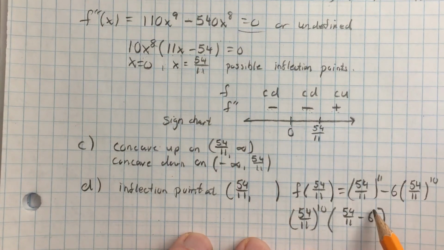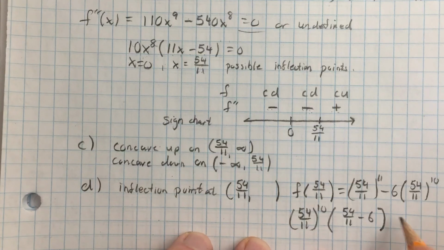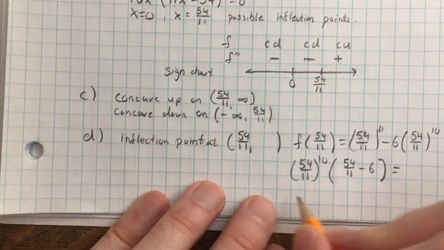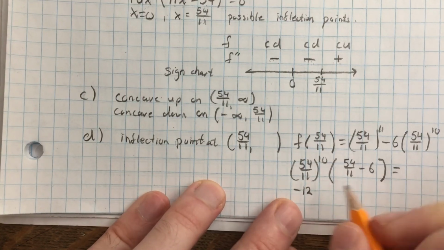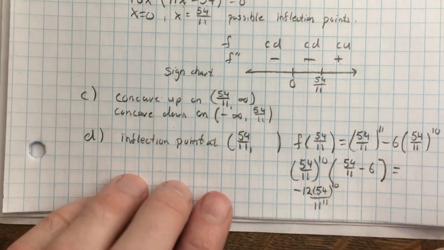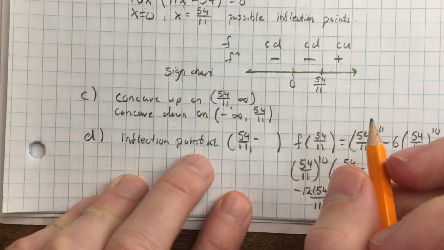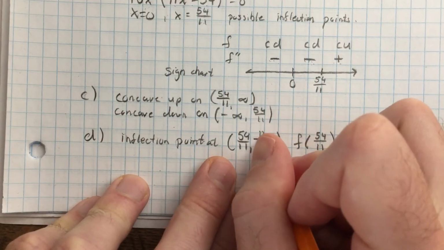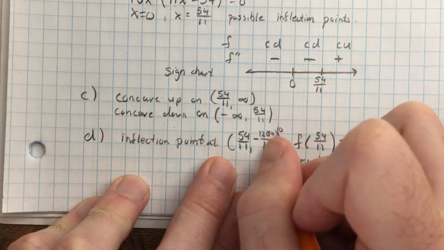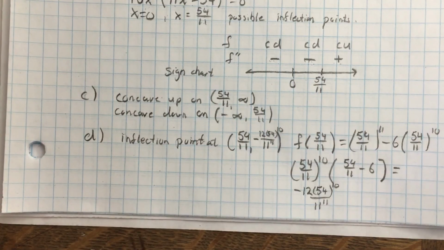But 6 is really 66/11ths. 54 minus 66 is negative 12. So I get a negative 12/11ths here. So I'll end up with negative 12 times 54 to the 10th, but the 11 on the bottom will be to the 11th power. And that will be my y value for the inflection point. So negative 12 times 54 to the 10th over 11 to the 11th should be our answer for the inflection point.